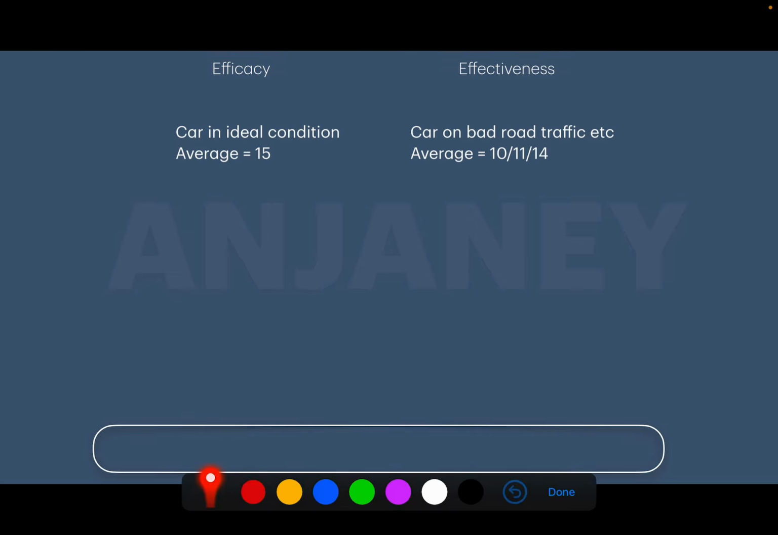The ideal average which the company people say is 15, but when the car is on a bad road or in bad traffic, it will give 10, 11, 14 average, right? It won't be giving 15 average always. So this is efficacy. What is efficacy? The functioning of a car in ideal condition. When the conditions are ideal, we call it efficacy, and when the conditions are real, we call it effectiveness.